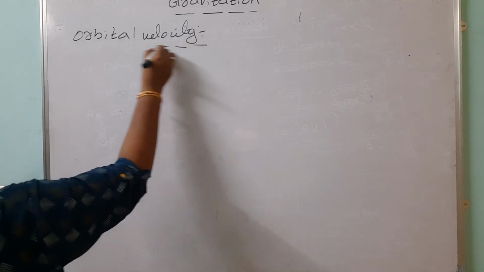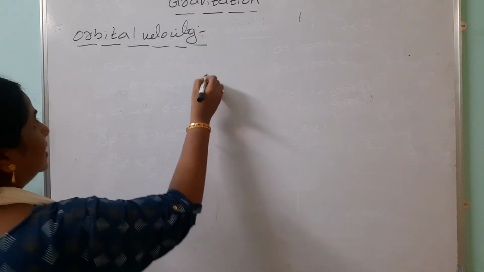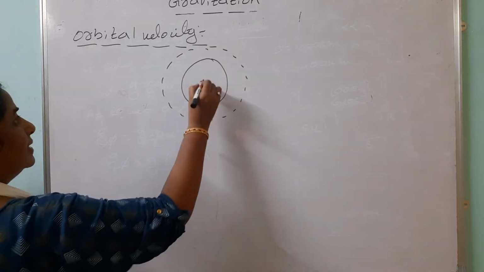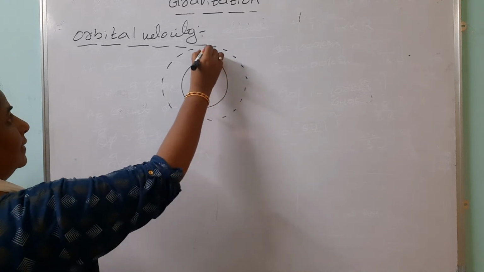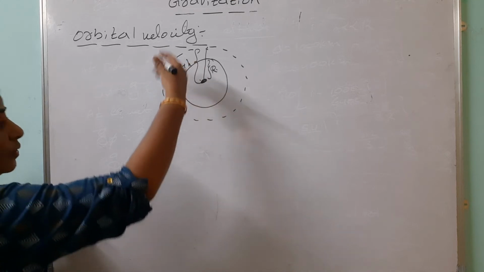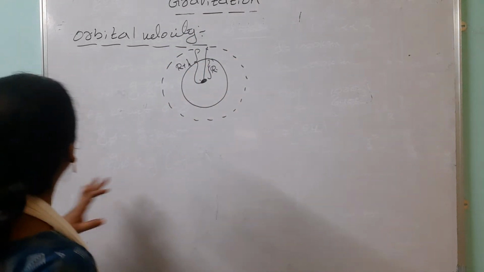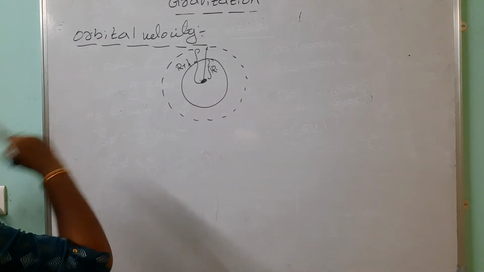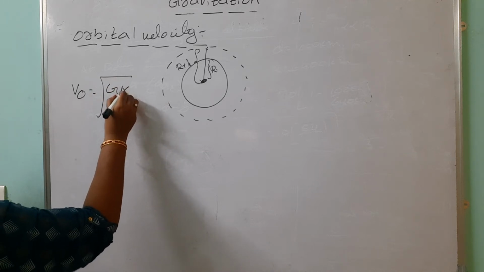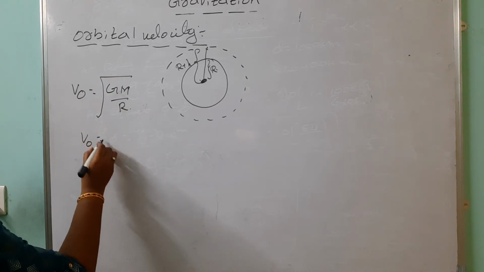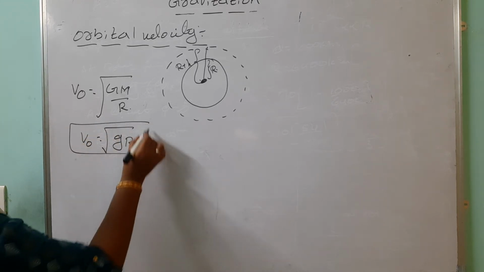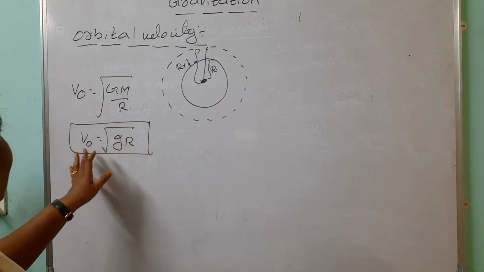The minimum horizontal velocity required to revolve around a planet or the Earth is called the orbital velocity. This radius is r, and this one is r plus h. Here it is revolving around, which means it has the centripetal force, and you know all these expressions. Anyway, it is a crash course, so I am directly giving v naught equals under root GM by r. But instead of GM by r, we also write gr. With the help of this, you can find the orbital velocity of any planet.